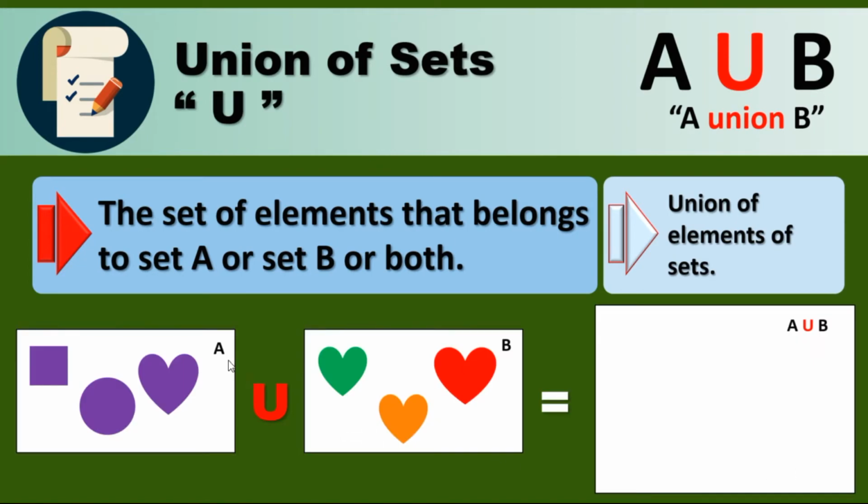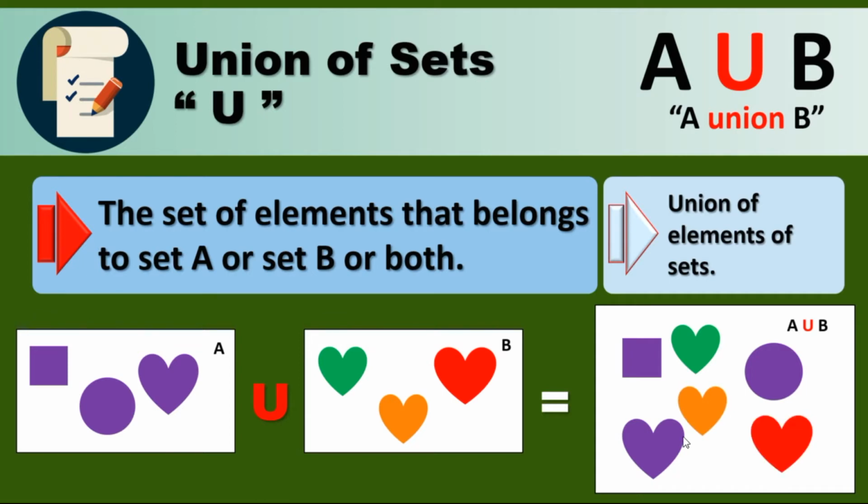Our set A, which contains square, circle, and heart, and our set B contains green heart, orange heart, and red heart. Let's take its union. A union B is equal to the set that contains, of course, the square, the circle, the violet heart, the green heart, the orange heart, and the red heart. Very good. This simply means union of elements of sets, set A and set B.